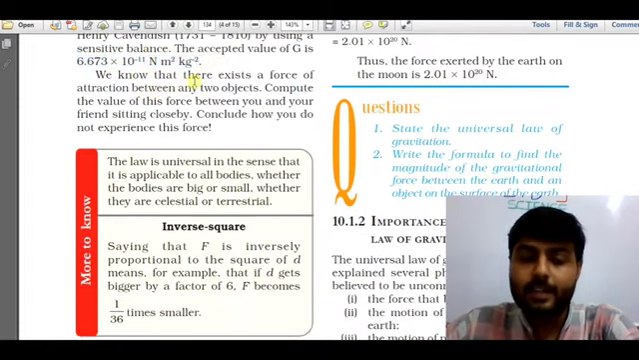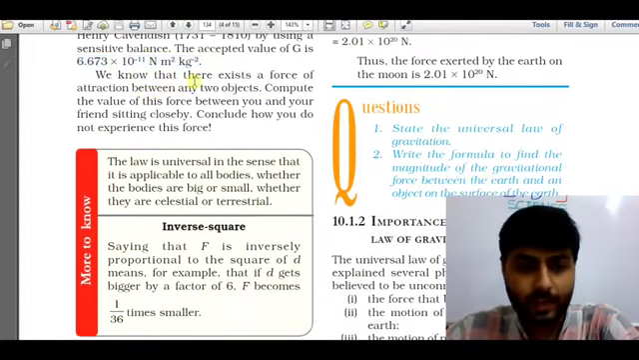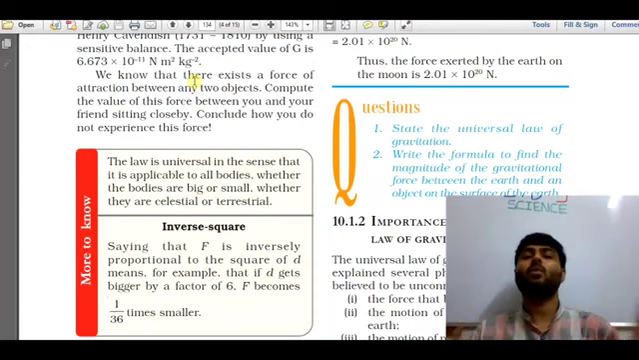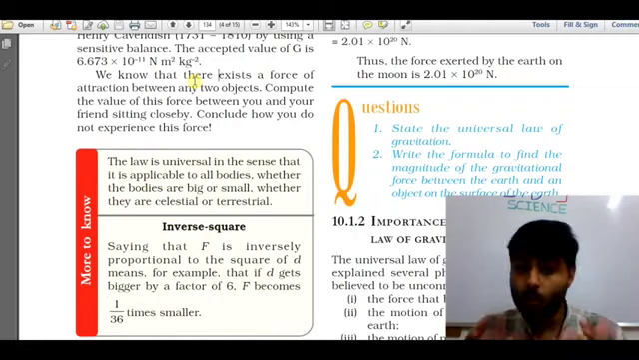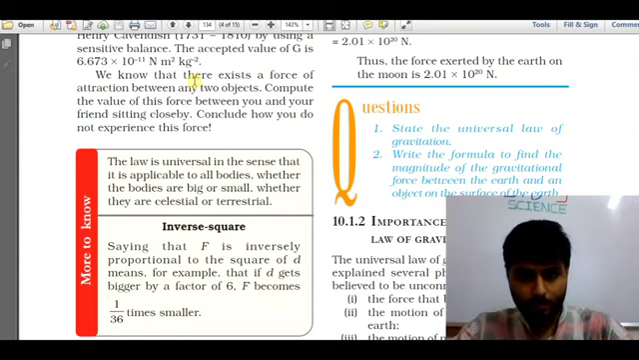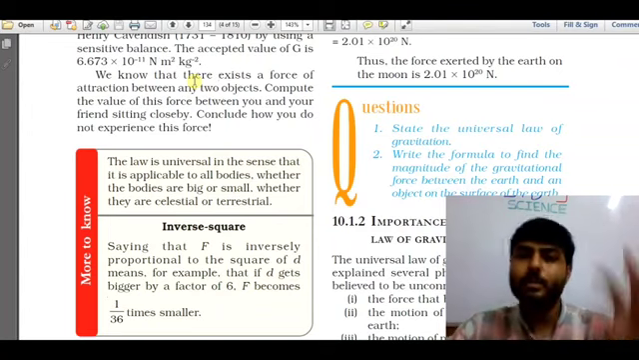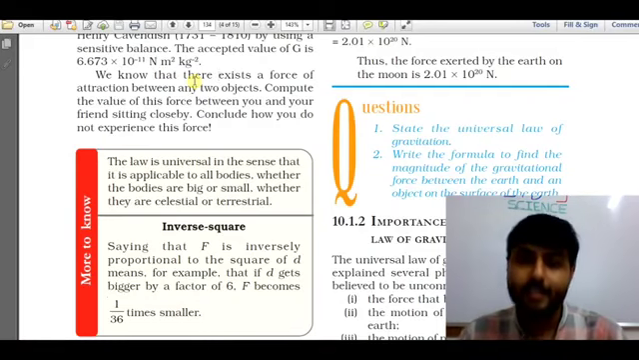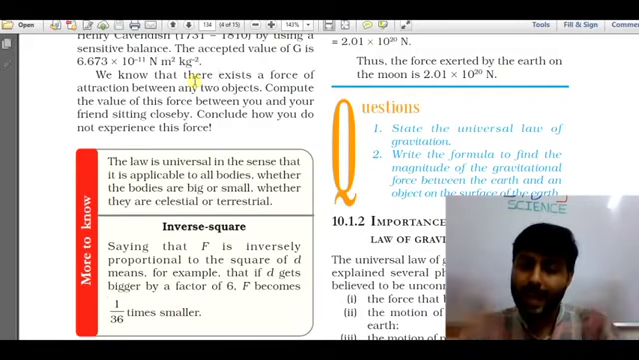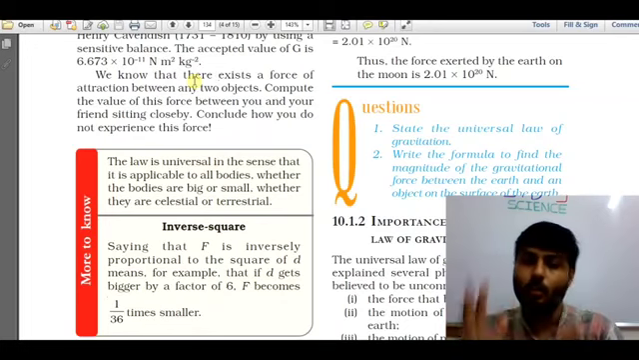We know that there exists a force of attraction between any two objects. Any two objects means any two objects in this world. Me and this table, me and this laptop, between two planets, between any two bodies, there is force existing between two objects.